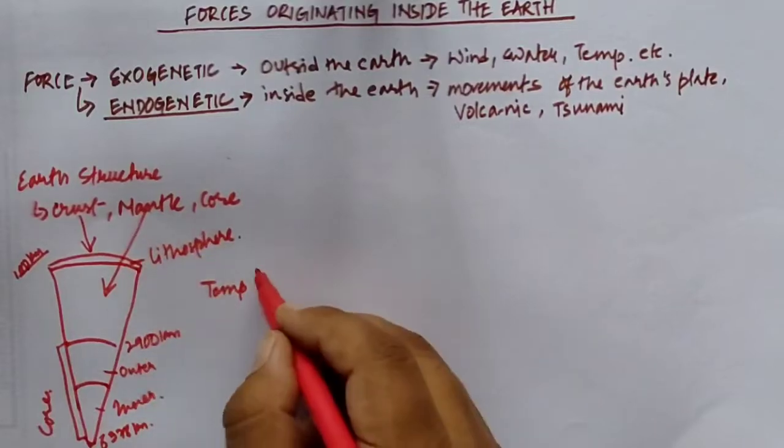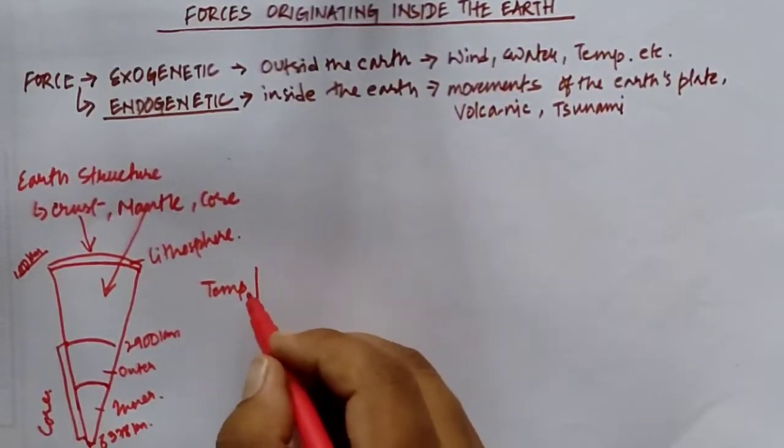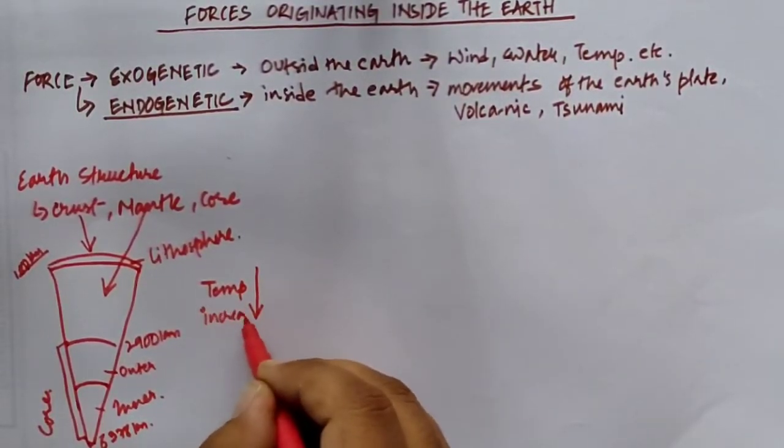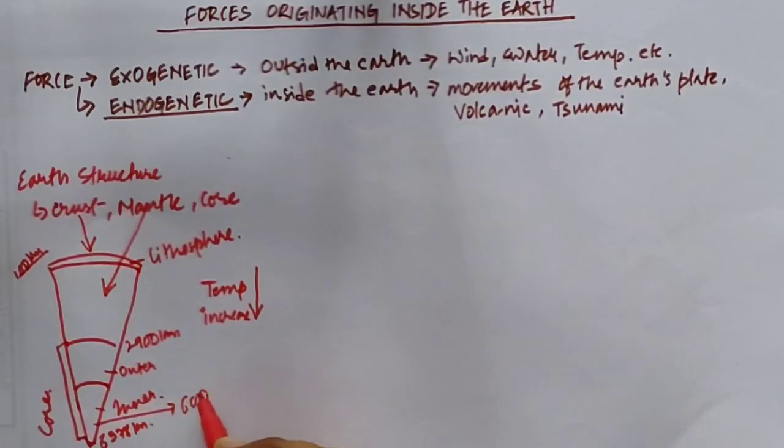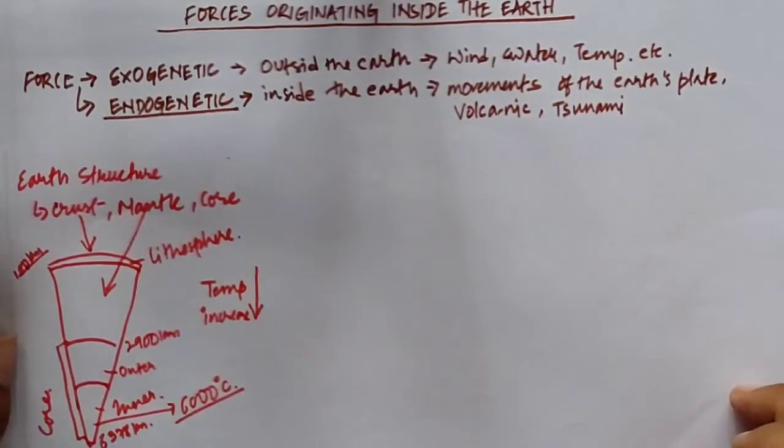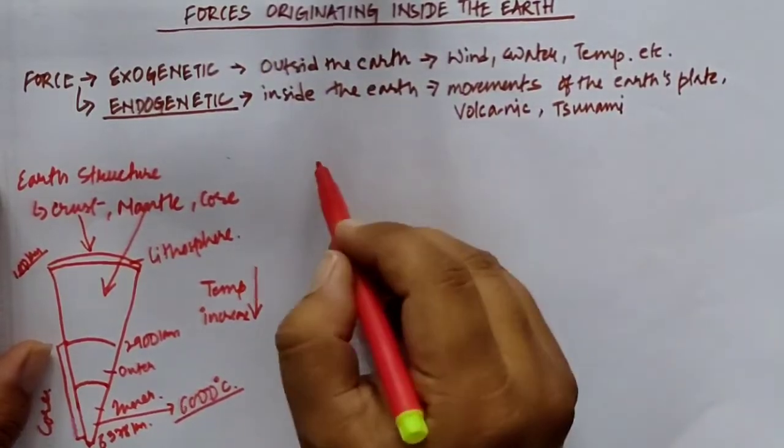And when we talk about the temperature, the more we go down to the center of the earth, the temperature increases. By the time we reach the center of the earth, it is 6000 degrees Celsius, which equals the temperature of the surface of the sun. So let us start the topic.